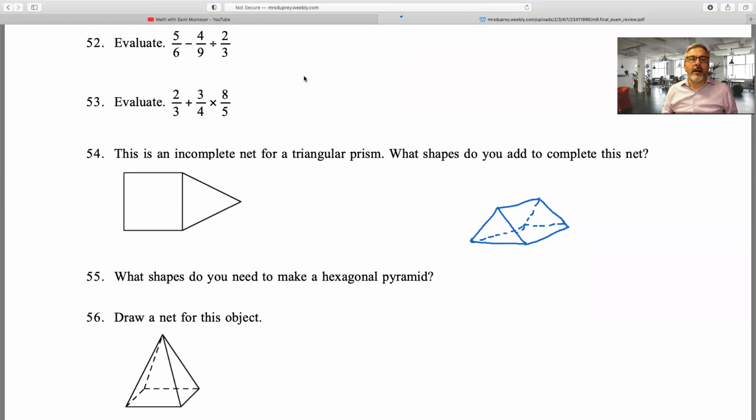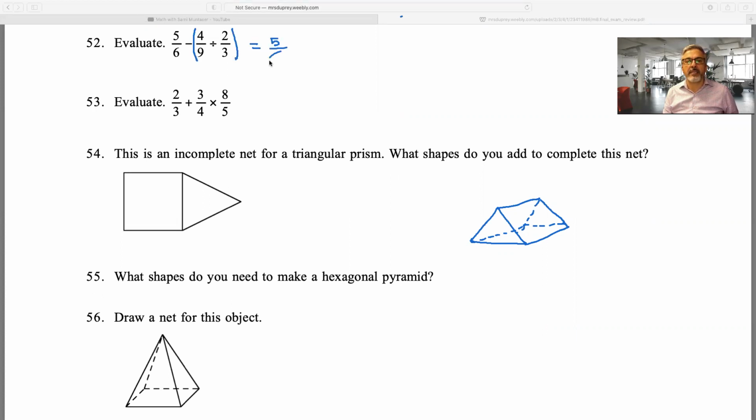So we'll continue. Now here, evaluate. Again, division has to be done before subtraction. This is order of operations, so we'll carry the 5/6, and then we have minus, and we'll have to rewrite 4/9 divided by 2/3. Change that to times 3/2. 2 goes into itself once, goes into 4 twice. 3 goes into itself once, goes into 9 3 times. So therefore, this will give me 5/6 minus 2/3.